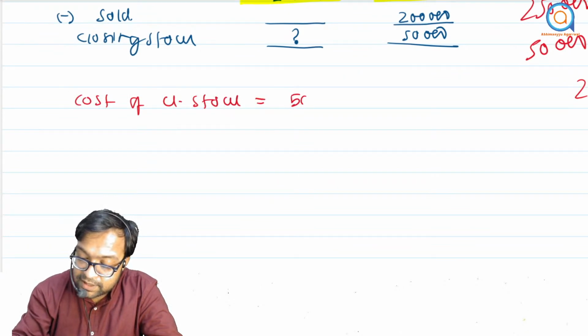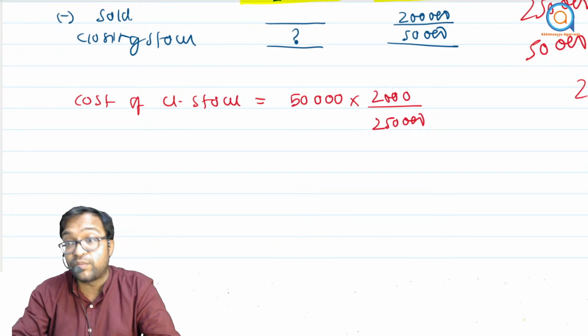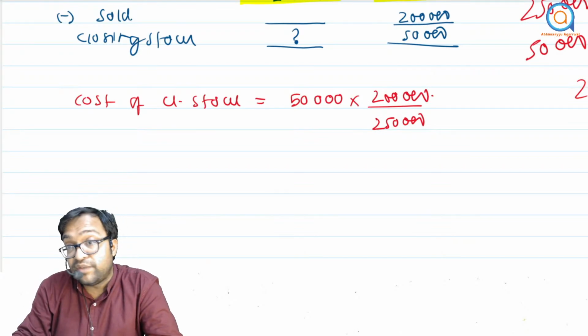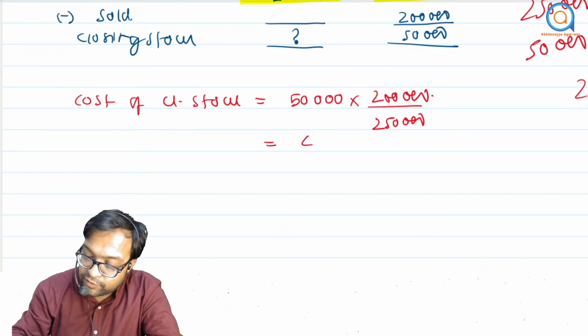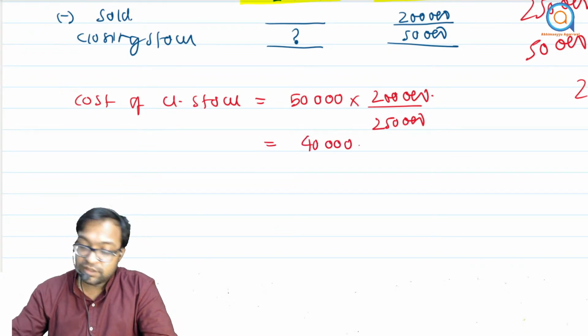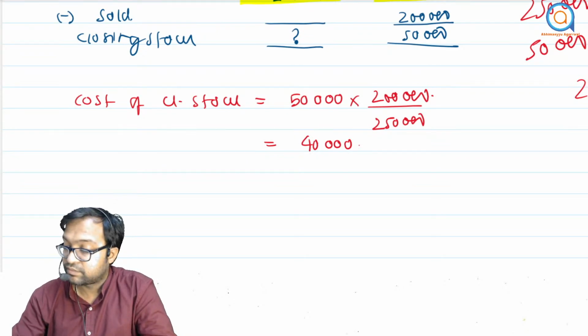This is a sale price, na? Divided with 250, unit cost, multiply it with cost. Those who know my mathematical formula: divide with what you are, multiply with what you want. So this gives you how much? 40,000. So the closing stock cost is how much? 40,000.